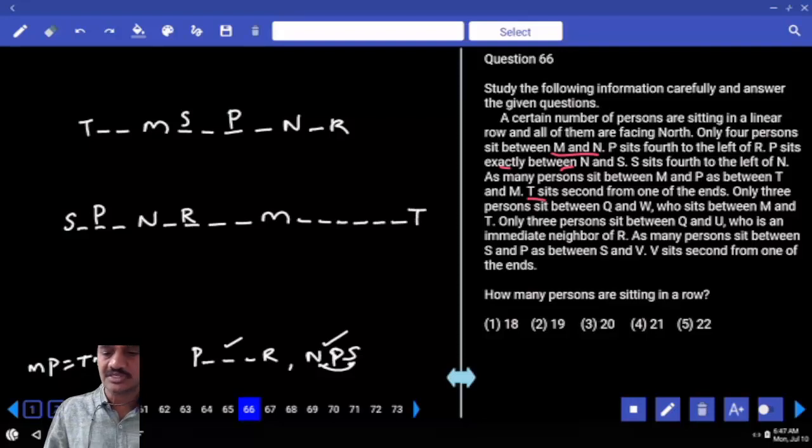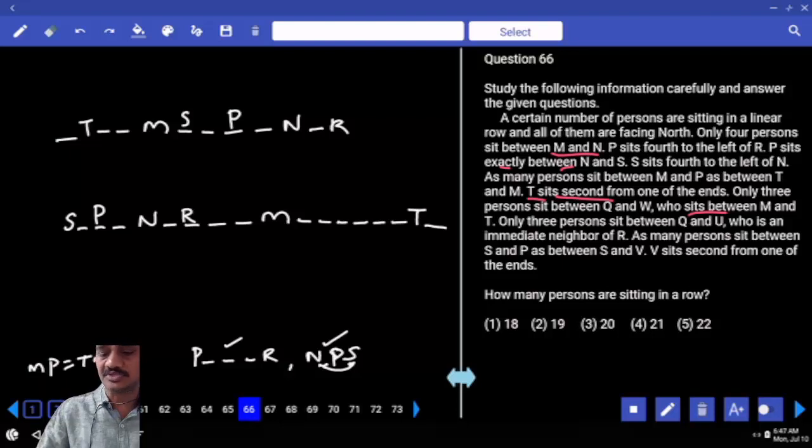And T is second from one of the extremes, isn't it? And what about this T here? Between M and T, only 3 persons raise that information. T is second from one of the extremes of the row. Now here T is second from the right extreme of the row.